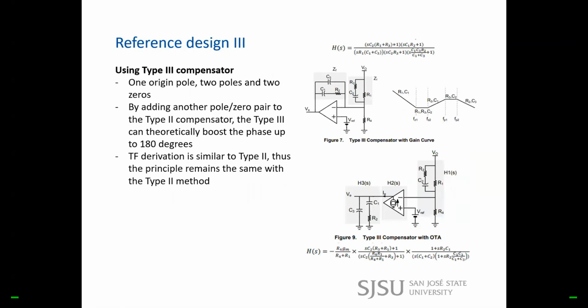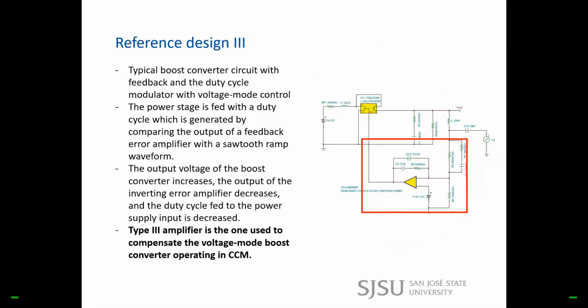Next is our reference 3 design. I will not go into detail for this design, because the transfer function derivation is very similar to type 2, so the principle remains the same as the type 2 method. The one unique thing about the type 3 compensator is that it is used to compensate a voltage mode boost converter operating in continuous conduction mode.